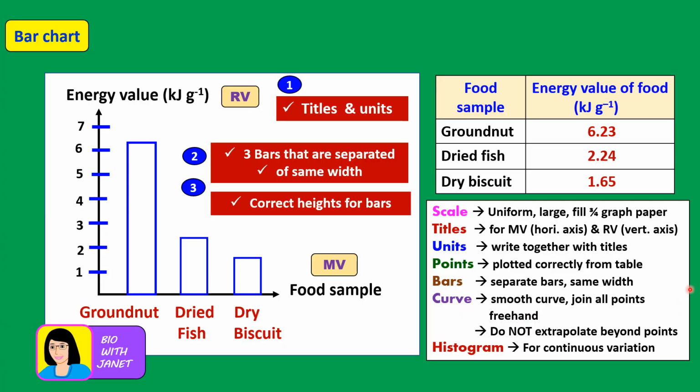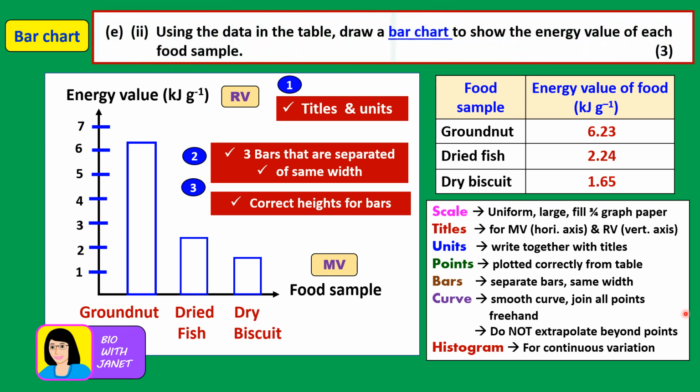Now here's the bar chart. So what are the components of the bar chart? Firstly, the scale. Okay, let's look at this one. Now in this case, the bar chart is showing the energy value in kilojoules per gram against the food sample. All right. So the scale must be large and uniform. Fill 3/4 of the graph paper. So don't draw small size bars here, the mini bars, because then the marks will also be mini or less.